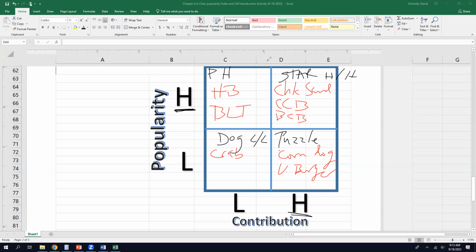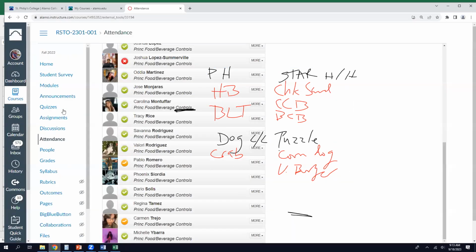So those are the things that we have to do as managers, especially if you own your own restaurant, if you have control over the menu. The reason why I wanted to go over this information today is that we are going to do an example in class on Wednesday.